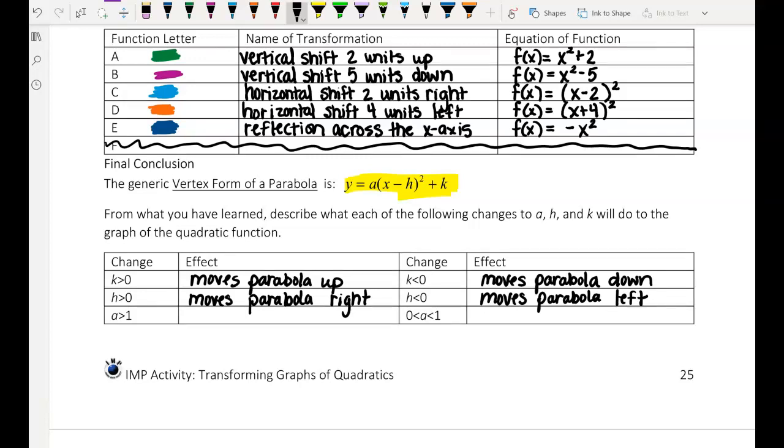If a is greater than 1, the parabola is narrower. And if a is between 0 and 1, the parabola is wider. So that helps you kind of sum up everything we've been talking about. How are each of those letters affecting the move in what direction?